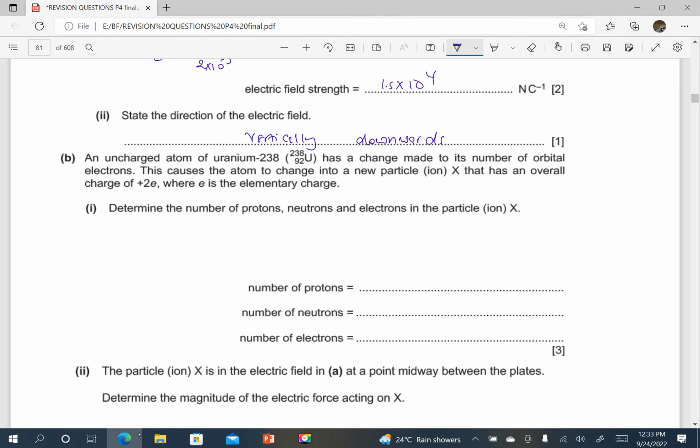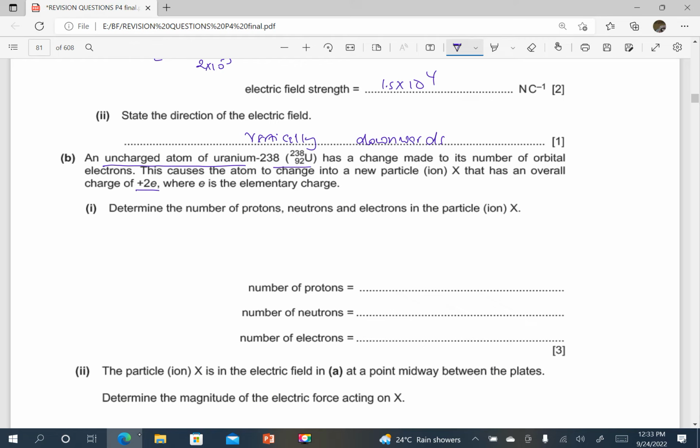An uncharged atom of uranium has a change made to its number of orbital electrons. This causes the atom to change into a new particle ion that has an overall charge of positive 2e. Note that it was an uncharged atom. That means the total number of electrons was the same as the total number of protons.